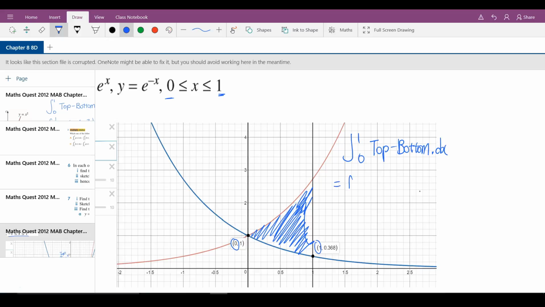And which one's our top? It looks like the one that's going up exponentially would be on the top. So the top is y equals e to the x. The other one is the exponential decay, so that would be the bottom one, y equals e to the negative x. So it's e to the x minus e to the power of negative x, integrate with respect to x. All right, easy enough. Expand the bracket.